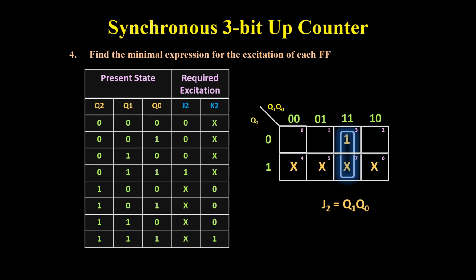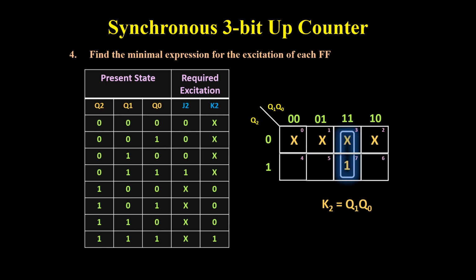So this group corresponds to Q1, Q0. So we can say that here this J2 is equal to Q1, Q0. So similarly, let us try to find the simplified expression of the K2. So here this K2 is equal to 1 only for the one input combination that is equal to 111, while the 4 input combinations are the don't care terms.